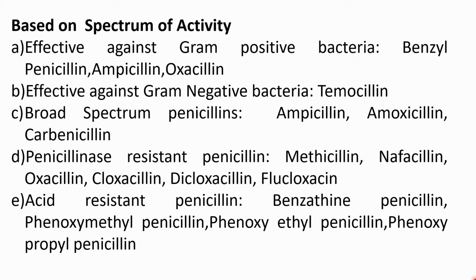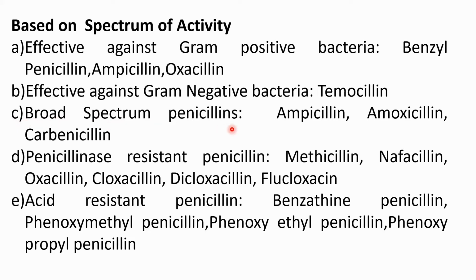Now here is the next classification, based on the spectrum of activity, meaning on which bacteria these penicillin derivatives will work. The first category is penicillin derivatives which are effective against gram-positive bacteria, and the examples are benzyl penicillin, ampicillin and oxacillin. Next category is penicillin which is effective against gram-negative bacteria. So the first category is for gram-positive bacteria, the second category is for gram-negative bacteria. Example is temocillin.